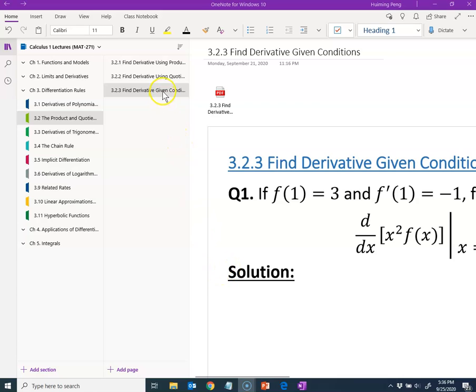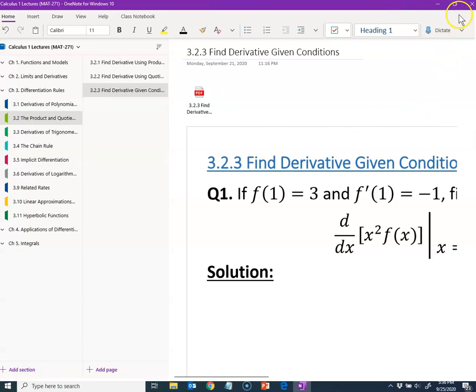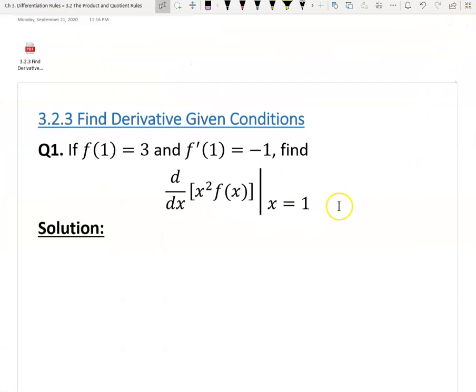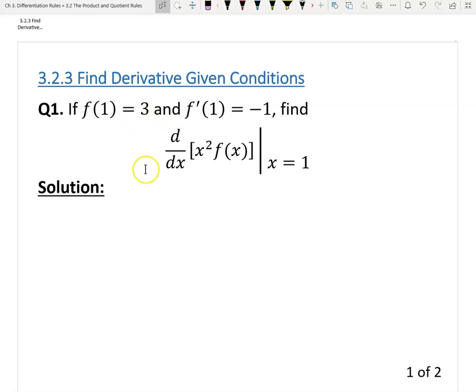In this lecture, we are going to deal with the derivative given conditions. Let's see the material. In this video, we only go through two questions together. So first, what does given condition mean?